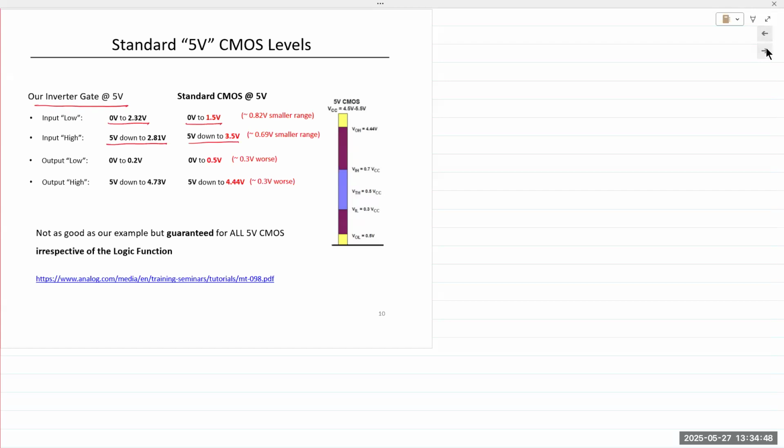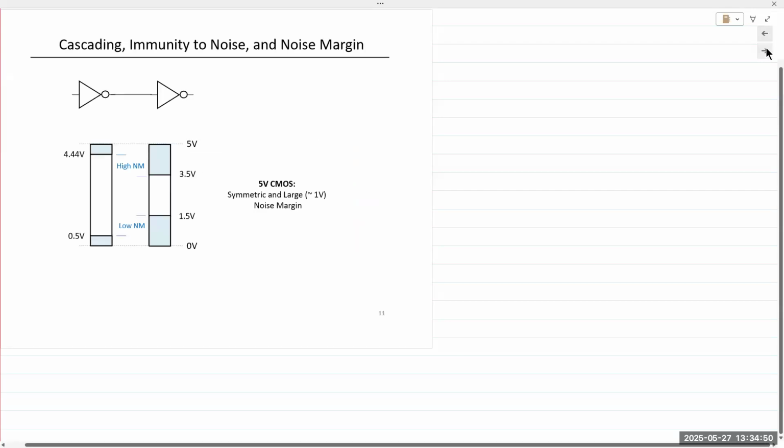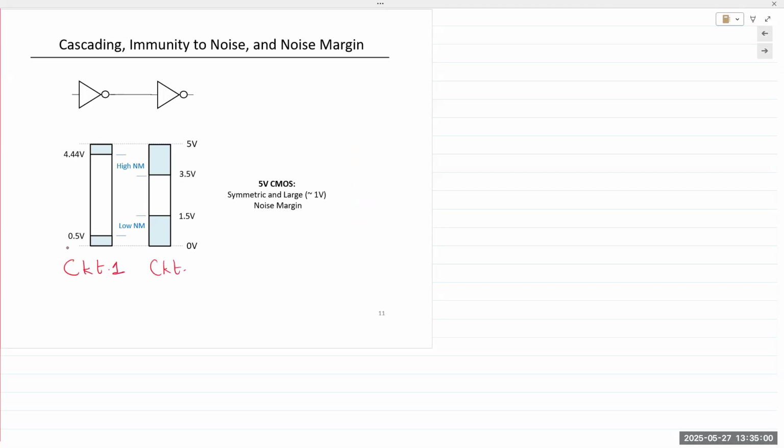Well, it's important because we are cascading these circuits, right? So let's say this is circuit number 1, and this is circuit number 2. Let's say the output of circuit number 1 is supposed to be logic high, logic 1, which means the voltage at the output of the circuit should be above 4.4 volts. Okay, so in this example, it's above 4.4 volts.